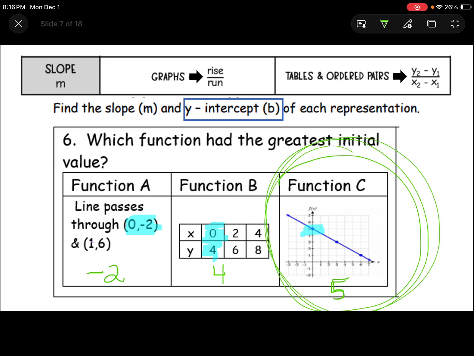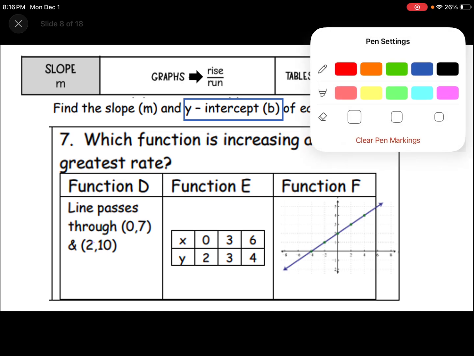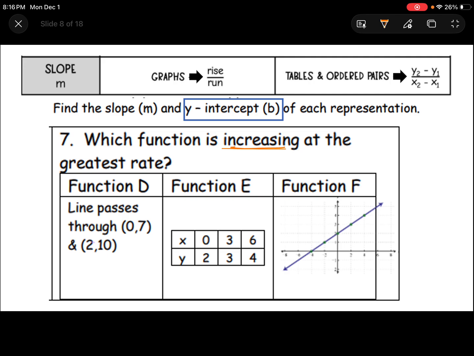Which graph has the greatest initial value? Graph C, or function C. Not which graph, which function. All of those are functions there. And which one is increasing at the biggest rate? So if I'm increasing at the greatest rate, that means I have the highest slope. And so I would need to find the slope of each of these.